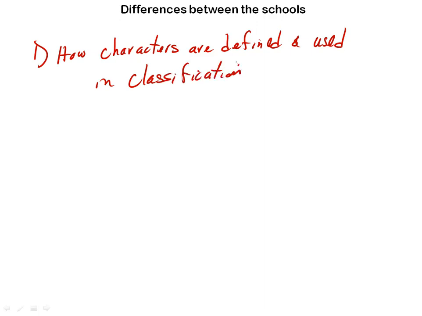How characters are defined and used in classification. You got a little bit of a sense of this from the beginning of our talk of history. If you think back to Theophrastus and how Theophrastus defined characteristics, right? Gross morphology is what he was using. And then you think about someone like John Ray, who started to say all the characteristics of the plant should be used in their classification.